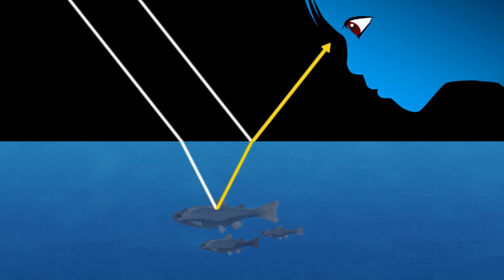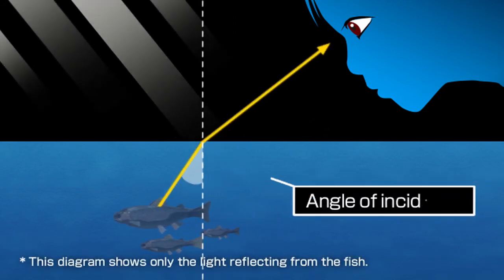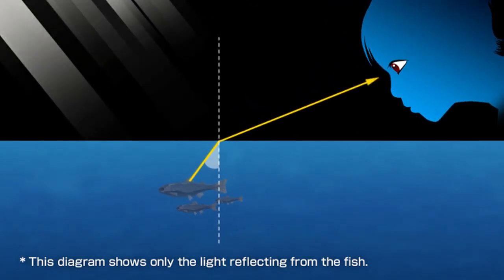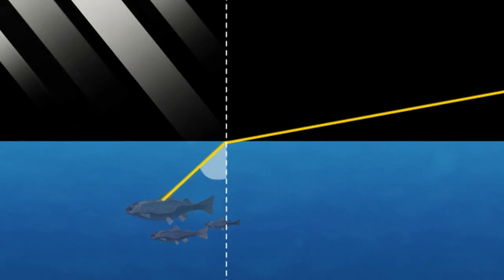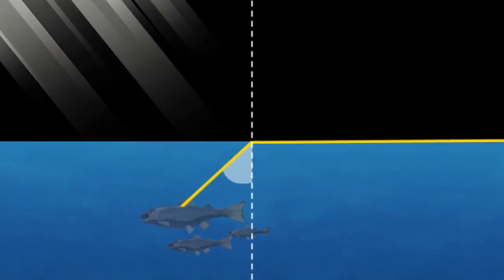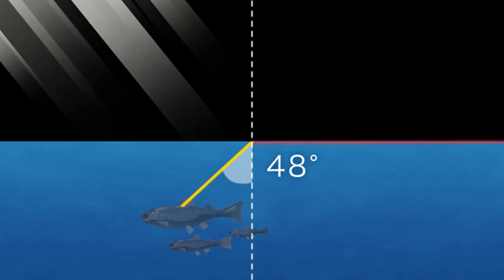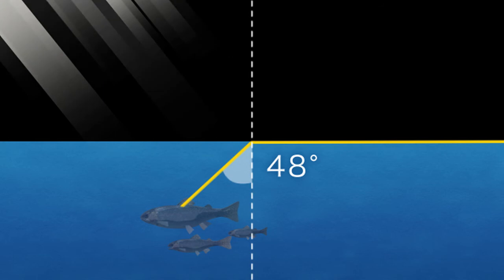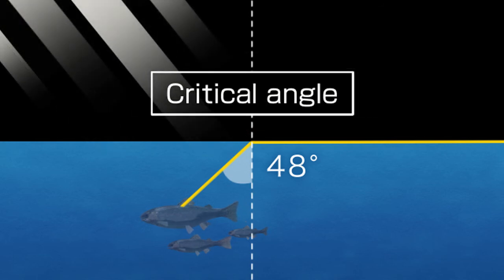The angle between the light from under the water and a vertical line is called the angle of incidence. If the fish is moving away, the angle of incidence increases. When the angle of incidence reaches 48 degrees, the refracted light travels in parallel with the surface and never reaches the air. This is called the critical angle.